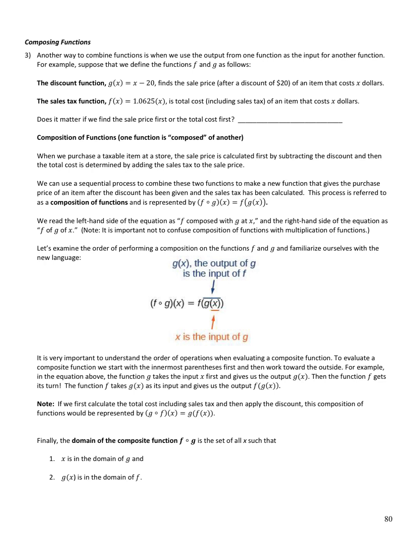So does it matter if we find the sale price first or the total cost first? Yes, it definitely matters. Let's just say something costs $100. If we take $100 and discount it $20, we get $80. And then I'm going to multiply that by 1.0625 to calculate the tax. That's $85. So I'm going to say $100, discounted becomes $80, add the sales tax becomes $85.